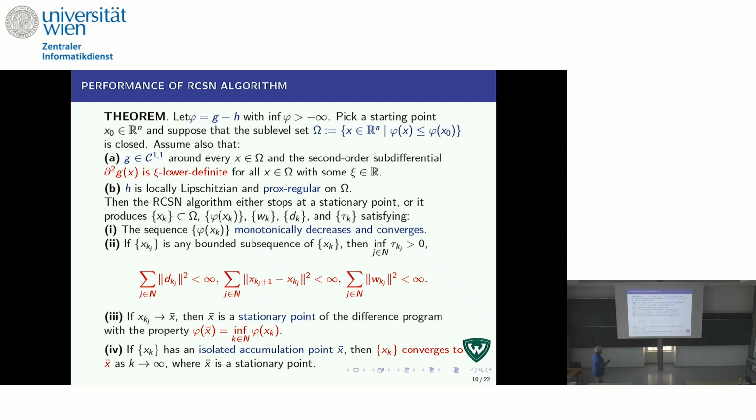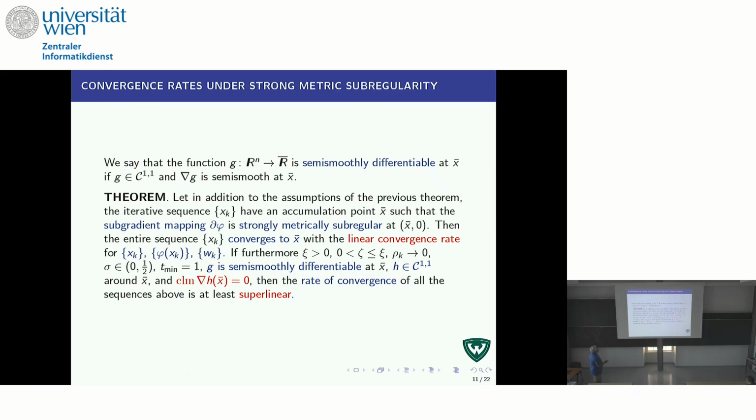Then, if subsequences converge to x bar, that x bar must be a stationary point. And we have the property that the value of phi at x bar is the infimum of all phi at x_k, where x_k are the iterates. That's a useful property. And if you have an isolated accumulation point, we have full convergence of the whole sequence of iterates, and x bar is a stationary point. Okay, then let me remind you of what we call semi-smooth differentiability. Semi-smooth differentiability holds when the function is C11 and its gradient is semi-smooth.